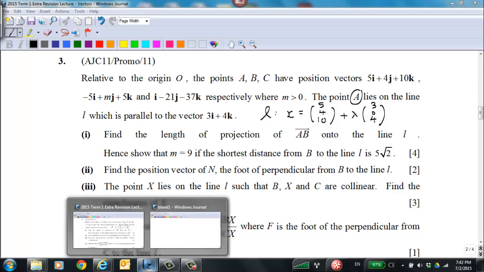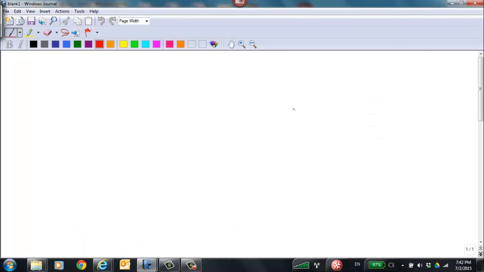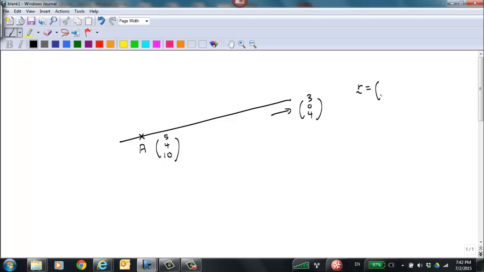So how to do these questions? Basically, we start off with a simple picture. Do remember that whenever you're doing vectors questions, start off with a simple picture. We have A, which is given to us as (5, 4, 10). The directional vector is (3, 0, 4), and this is the equation of the line. Later, we will need this equation of the line to solve the other parts. We are given that B has an unknown m.